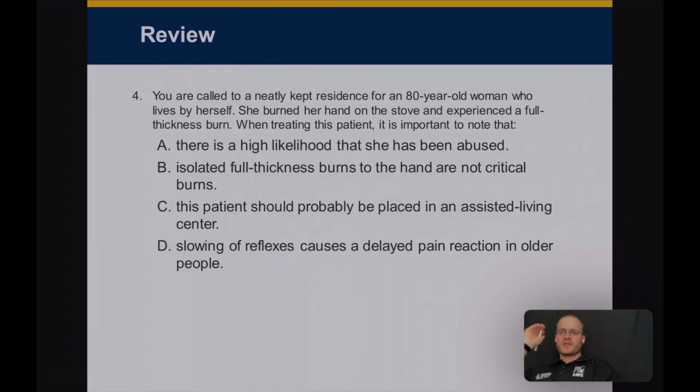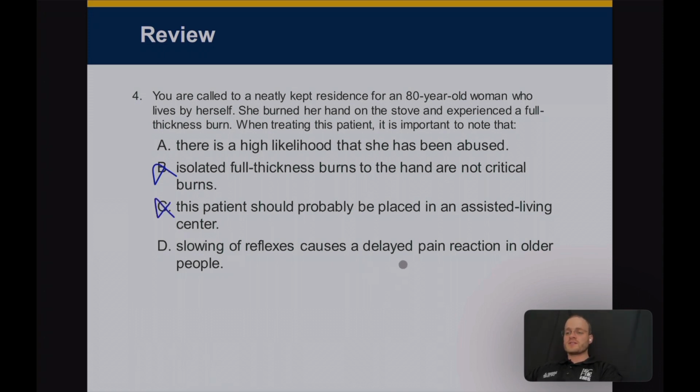You are called to a neatly kept residence for an 80-year-old woman who lives by herself. She burned her hand on the stove and experienced a full thickness burn. Yikes. When treating the patient, it is important to note that there's a high likelihood that she has been abused. Maybe not. Isolated full thickness burns to the hand are not critical burns. That is false. The patient should probably be placed in an assisted living center. No.